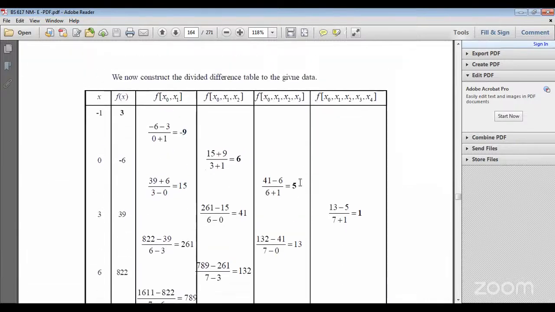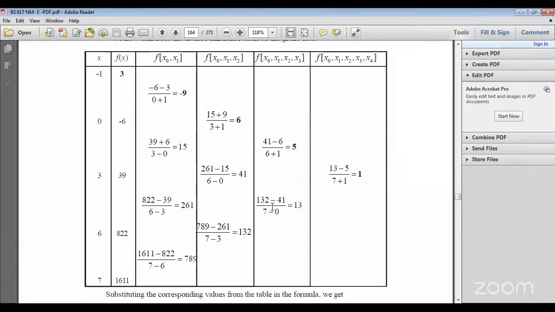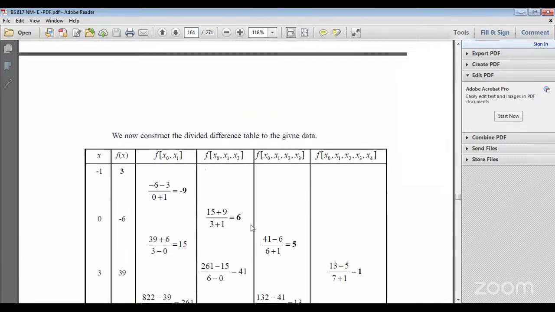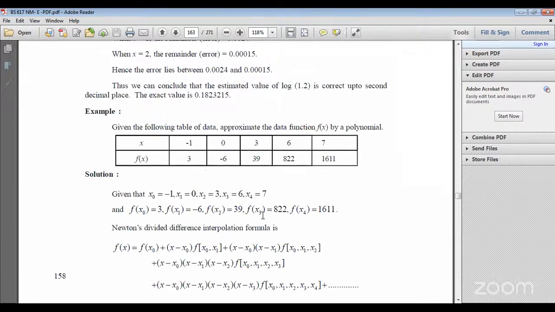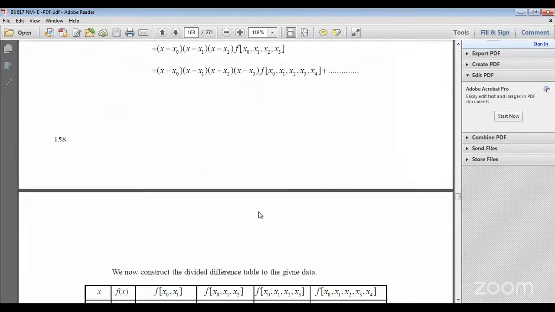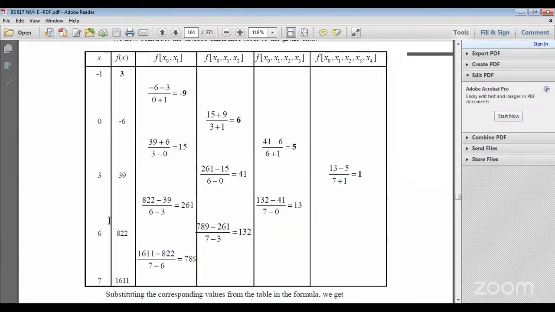So now we construct the divided difference table for the given data: x is minus 1, 0, 3, 6, 7, and f of x is 3, minus 6, 39, 822, 1611. So we take minus 6 minus 3, 39 plus 6, 822 minus 39, 1611 minus 822, divided by 0 plus 1, 3 minus 0, 6 minus 3, 7 minus 6. These are the four first-order values we have calculated here.